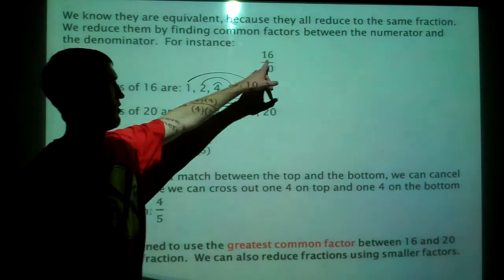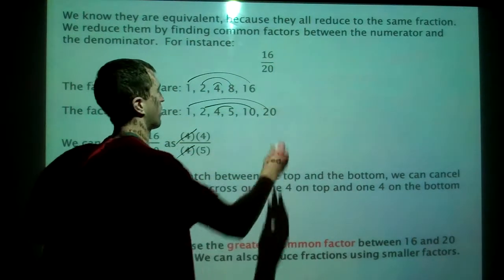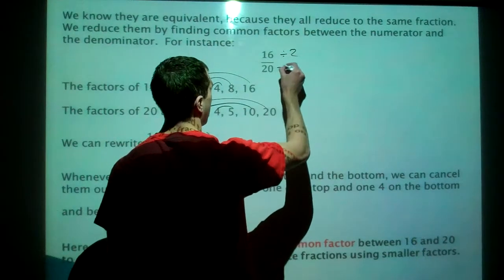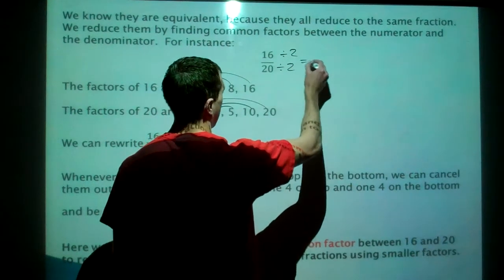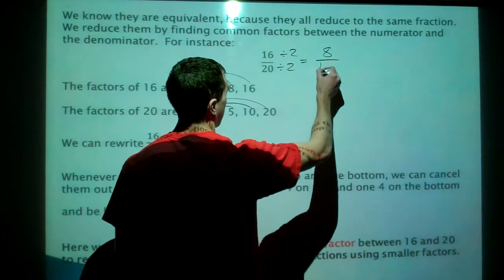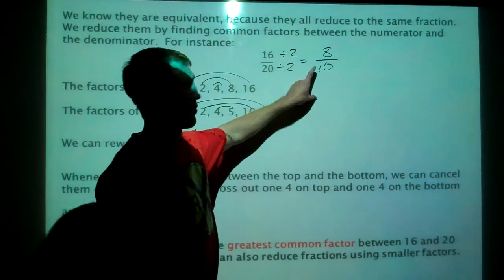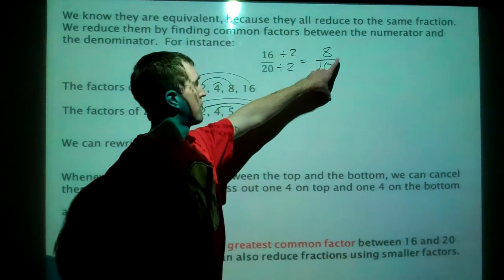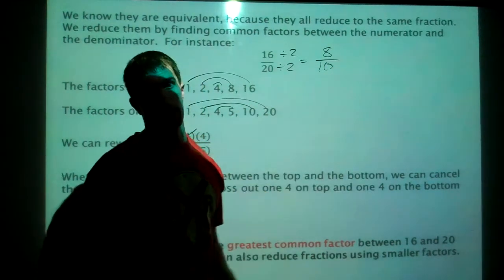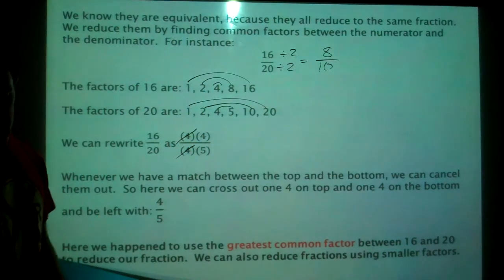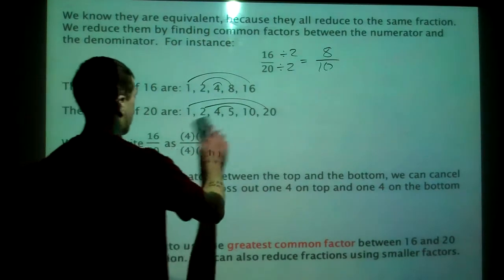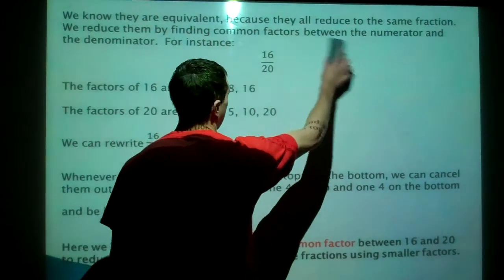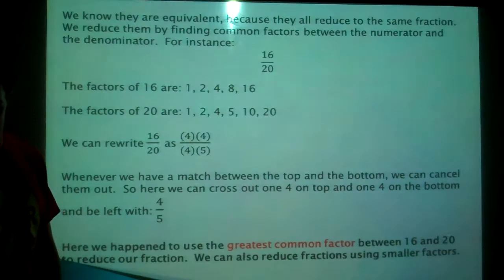We could have divided each of these by 2, and we would have got 8 over 10, but then we weren't done yet. We would have had to divide by 2 again to get 4 and 5, so 4/5. So there are multiple ways to do it, but finding the GCF, if you happen to, will save you some time.